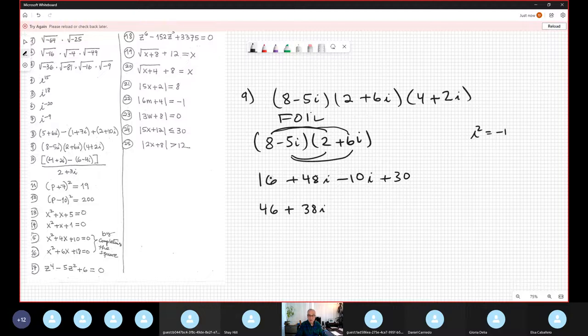I need to multiply by the third one, using FOIL for the last time. Then you multiply 46 times 4. What do I put in the calculator? 46 times 4, 184. You multiply 46 times 2, 92, yeah, 92i.